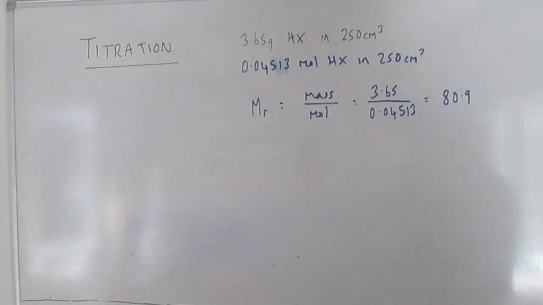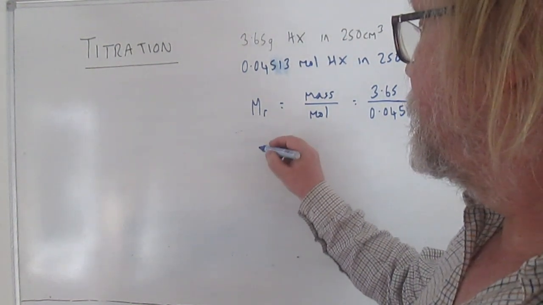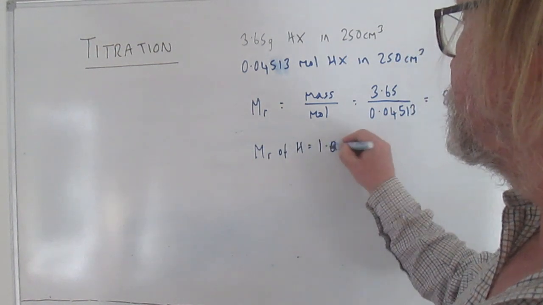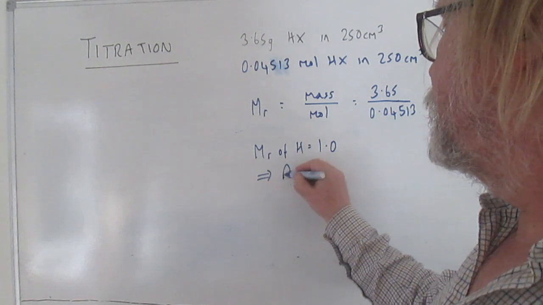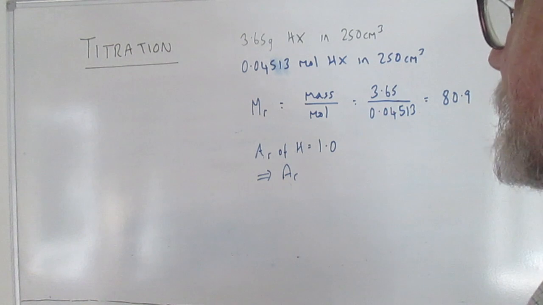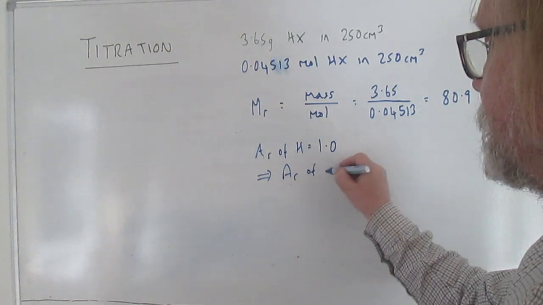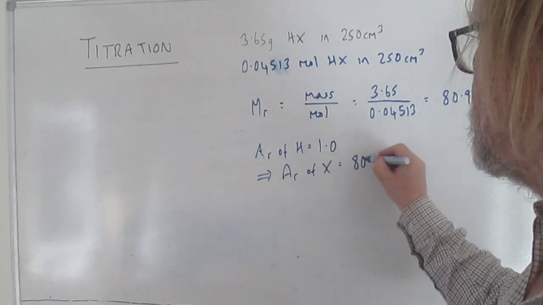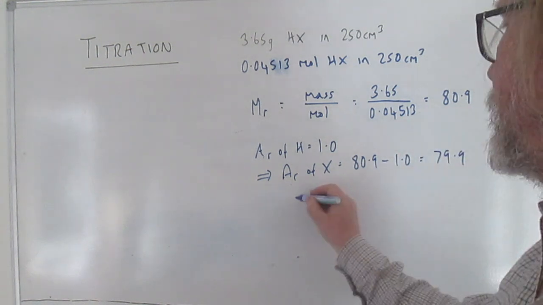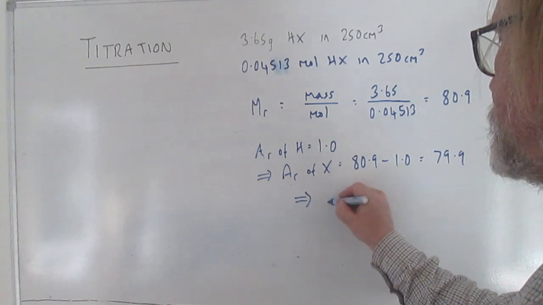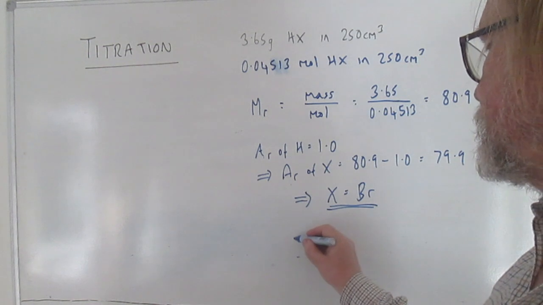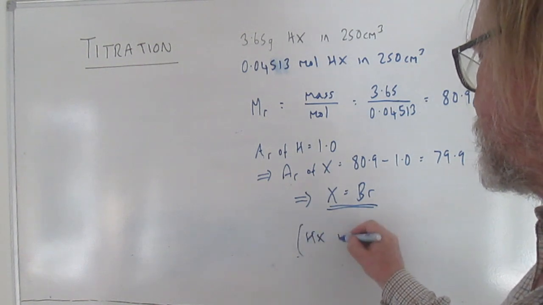And now we're almost there, of course, because we can say that the MR of H is 1, and therefore, sorry, that's the AR, not the MR, isn't it? The AR, relative atomic mass, of hydrogen is 1, and therefore the AR of X is equal to 80.9 minus 1, which is 79.9. And if you go to your periodic table, that tells you that X is Br. So therefore HX is HBr.